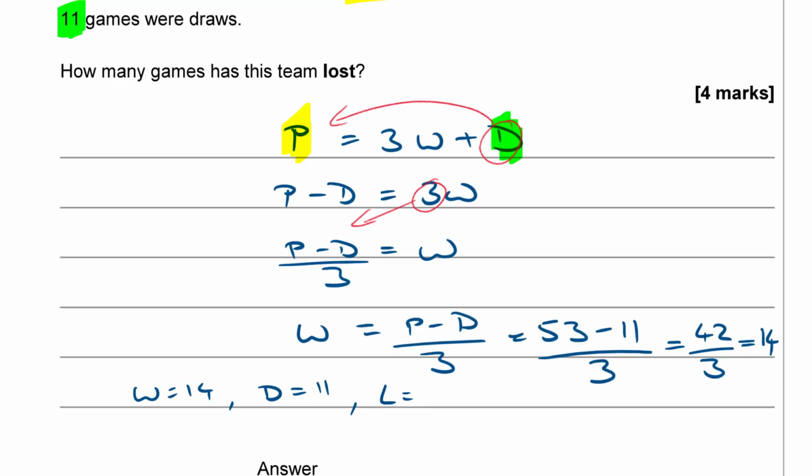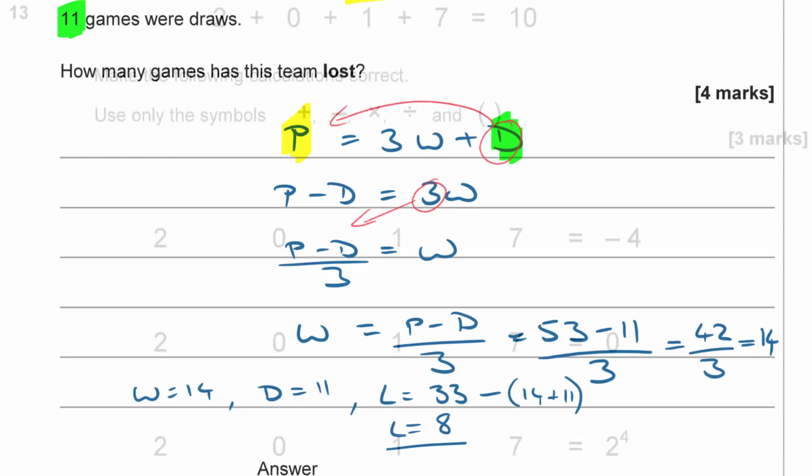So if they played 33 games altogether, then the number of losses is going to be the number of games altogether subtract the wins, which was 14, plus the draws, which is 11. So 14 wins and 11 draws is 25 games in total. So take 25 away from 33, and that's going to leave me with 8. So there are 8 losses.